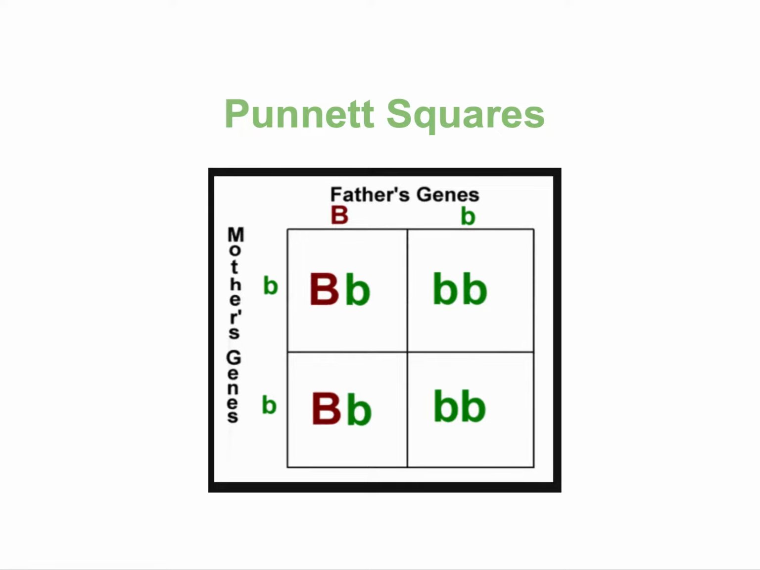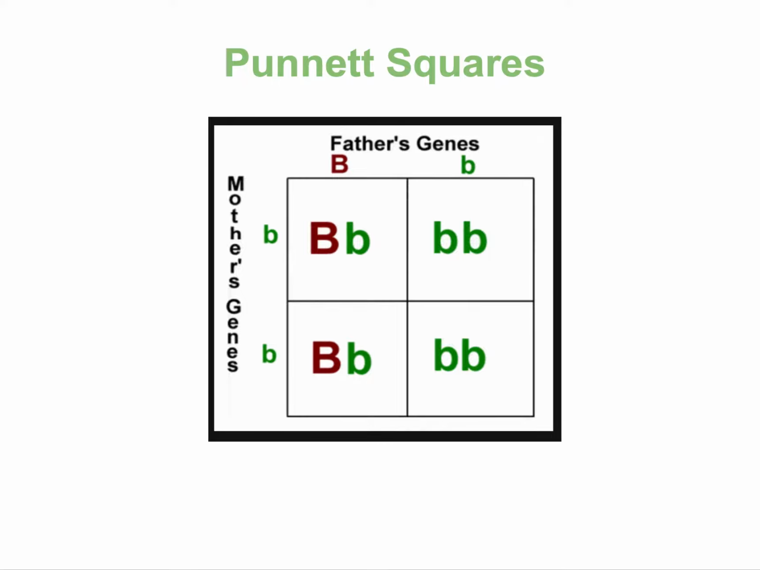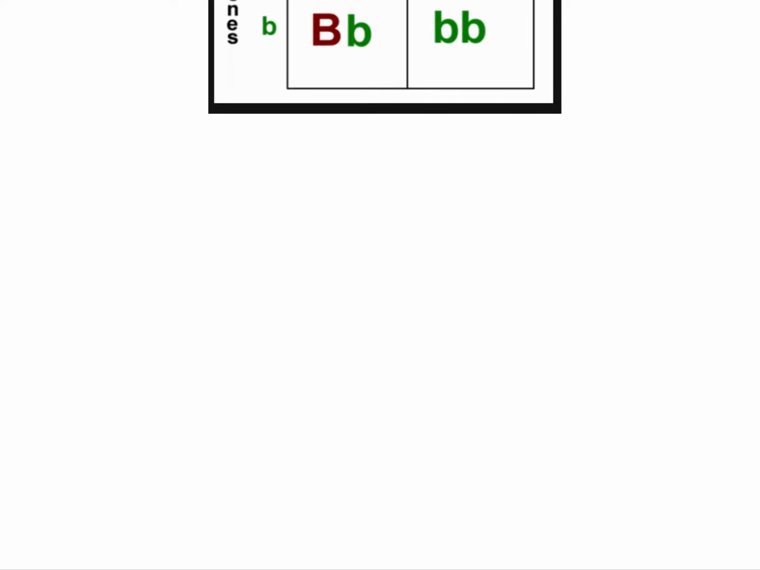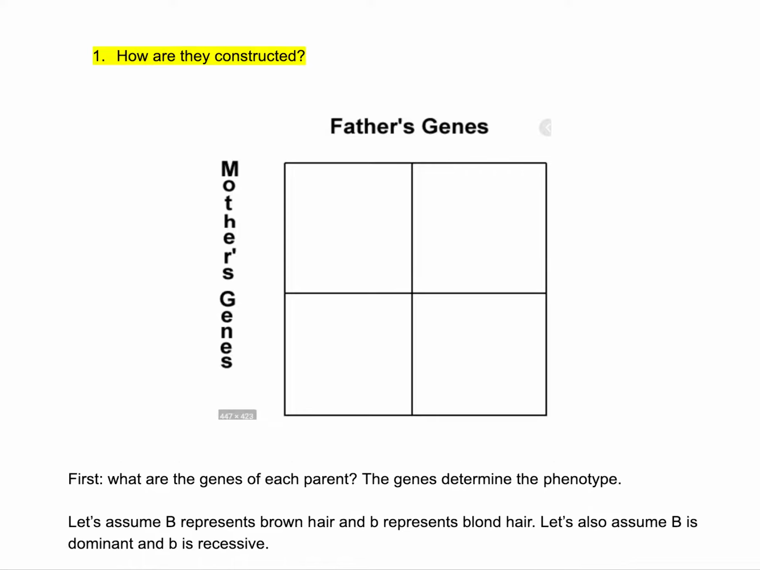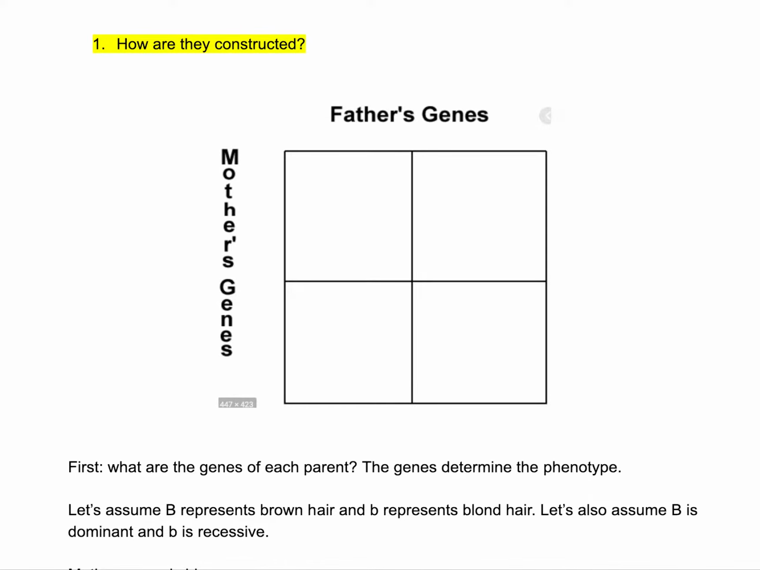Talk about Punnett squares. First, how they are constructed, and then what they are used for. So let's begin with how Punnett squares are constructed. First you begin with an empty Punnett square and you write the father's genes here, the mother's genes here, and you need to know what the genes of each parent are.